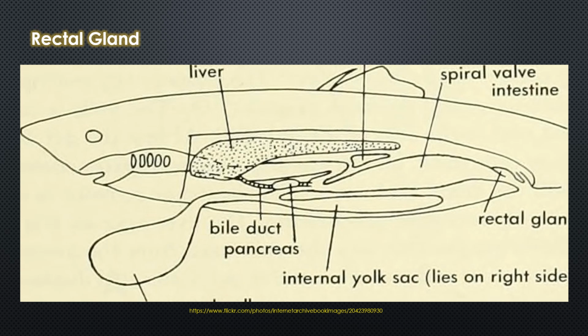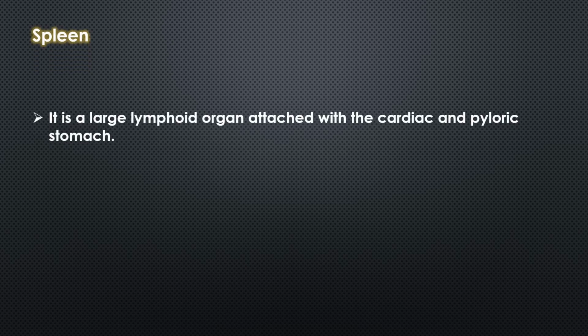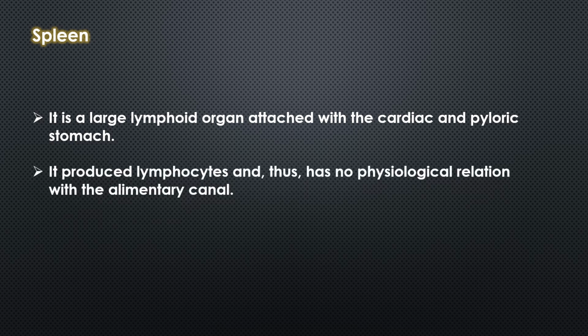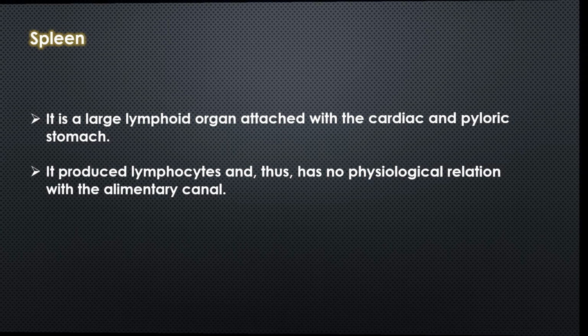The rectal or cecal gland is a short, thick, hollow diverticulum arising from the dorsal wall of the rectum. It is richly vascularized and formed of lymphoid tissue. It discharges a fluid into the intestinal lumen, but the physiological effect of the fluid is unknown. The spleen is a large lymphoid organ attached to the cardiac and pyloric stomach. It produces lymphocytes and thus has no physiological relation with the alimentary canal.